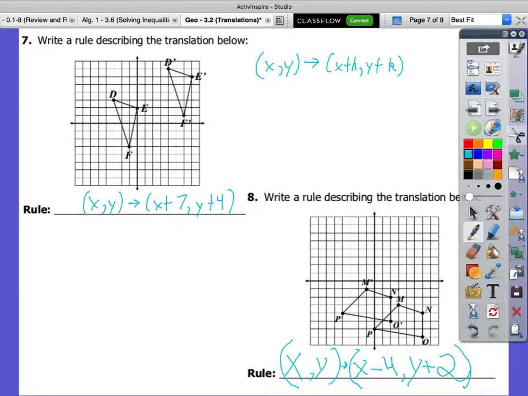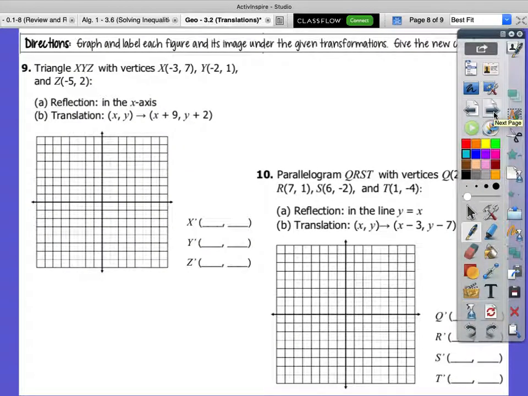Okay, let's continue on. We're going to look at number 9 for a moment. We're doing a couple different transformations, and if we do them all at once, we get into the same problem. We're going to do it step by step, through a couple different transformations.